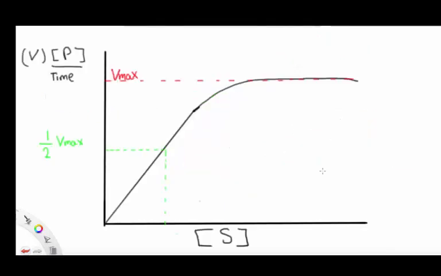Okay, so now let's see on the Michaelis-Menten curve, what happens if we change the Vmax or if we change the Km, and by what mechanisms can we do that? So let's say I want to increase the Vmax.